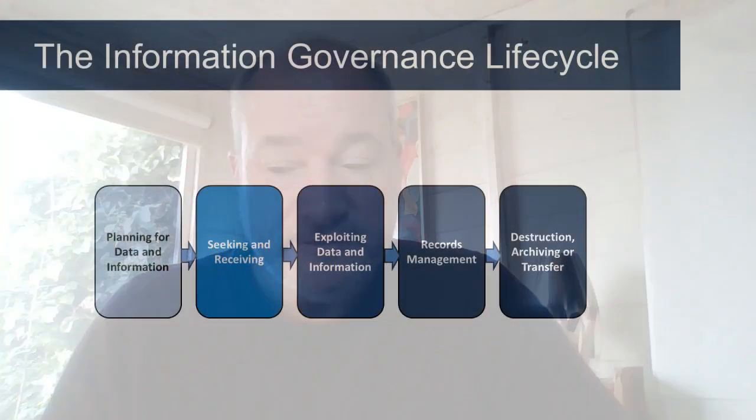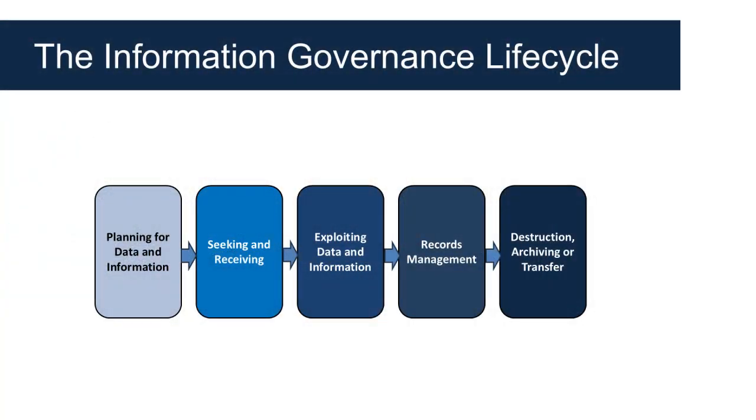Then comes the final part of the information lifecycle, which is about archiving or destroying the data and information once you definitely no longer need it. Some things need to be permanently preserved, a lot of things don't, but you need to record as and when things, data and information have been disposed of or destroyed.